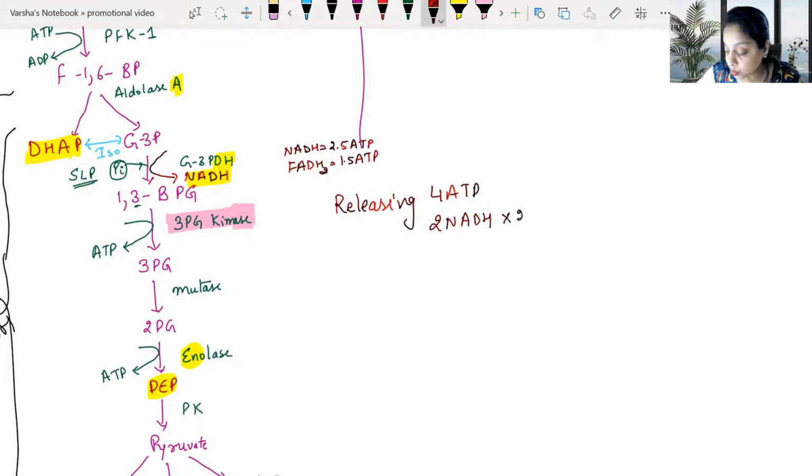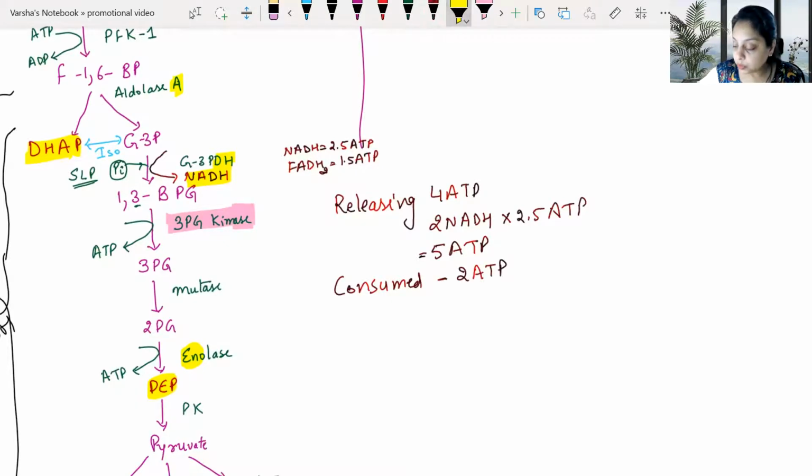2 NADH is 2.5 ATP each, so I can say 5 ATP. And what we have consumed in the upper half is 2 ATPs, right? So if you do the maths, 4 plus 5 is 9, and 9 minus 2, we are left with 7 ATP. So one glucose molecule gives you 7 ATP. That is a general thing. You have written it down here on the right hand side.